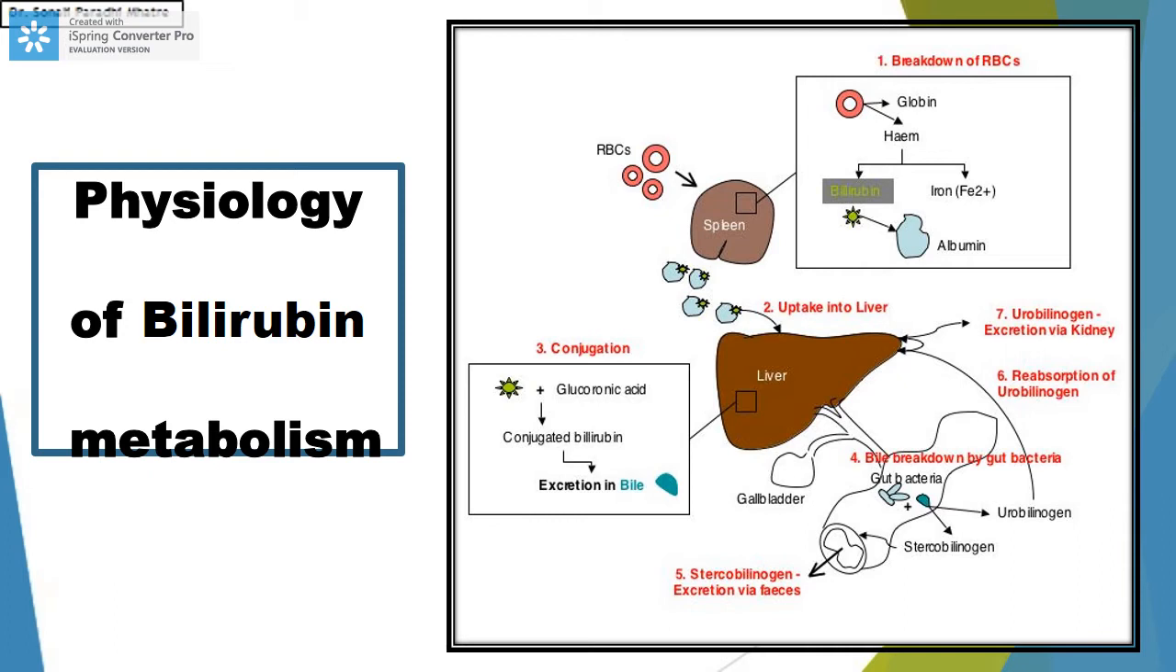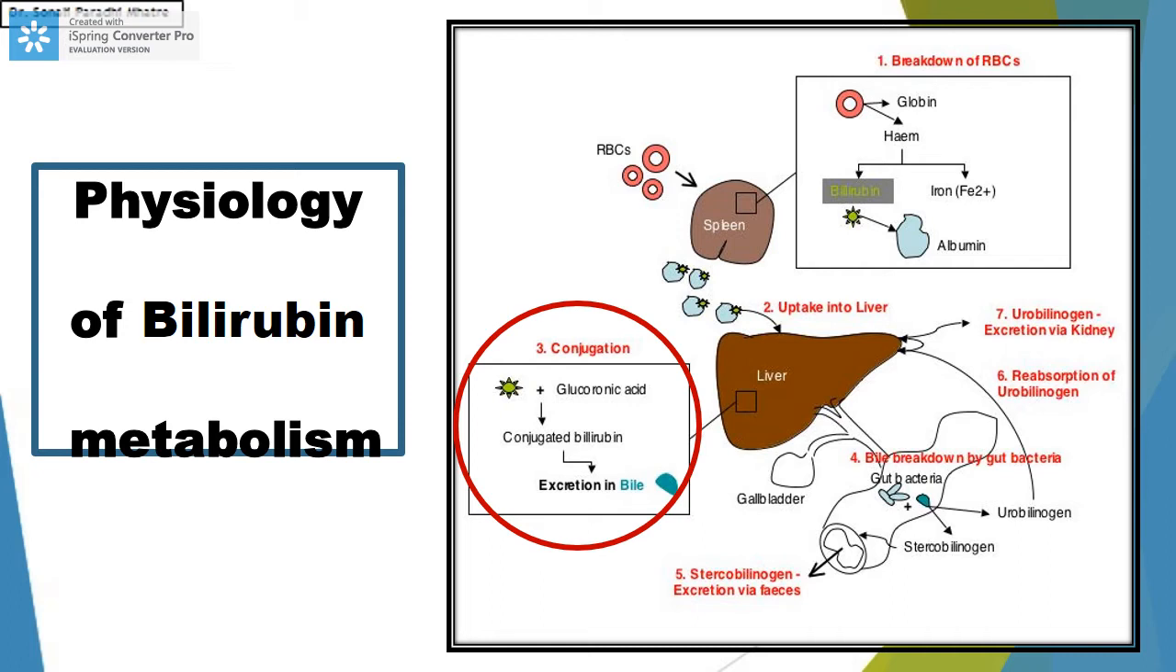Now this complex is then taken up by the liver. In the liver, the bilirubin is taken up and the albumin is released back into the circulation. This was the first part which we discussed, which was breakdown of RBCs. Now, what exactly happens in the liver is conjugation. Here the bilirubin which is taken up by the liver combines with glucuronic acid in the presence of the enzyme UDP glucuronyl transferase. This enzyme causes conjugation of bilirubin with glucuronic acid, and we get the conjugated bilirubin.